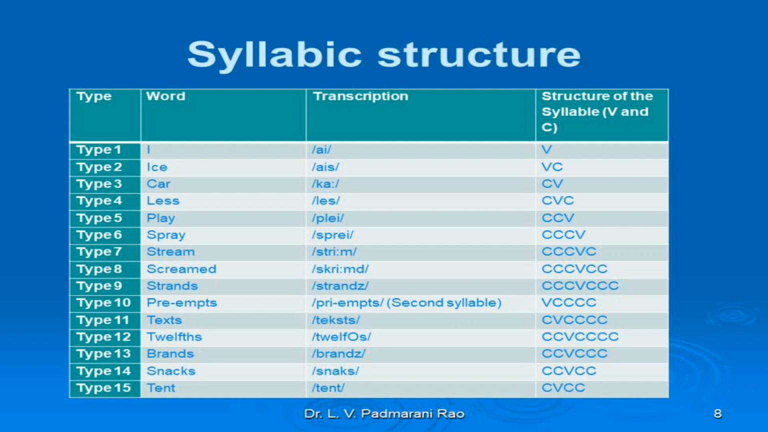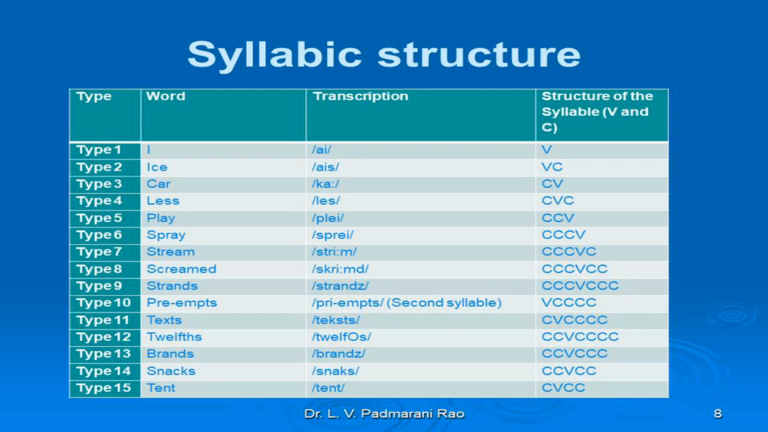If you look at the third type, you have car, which has a syllable starting with the k sound and ending with the ah sound. K happens to be a consonant and ah happens to be a vowel, so it has the structure of C, V. Look at the fourth example, less. This is pronounced as less. L sound, E sound and S sound. So L is a consonant represented by C, E is a vowel represented by V, and S is a consonant represented by C. So the syllabic structure of this word is CVC.